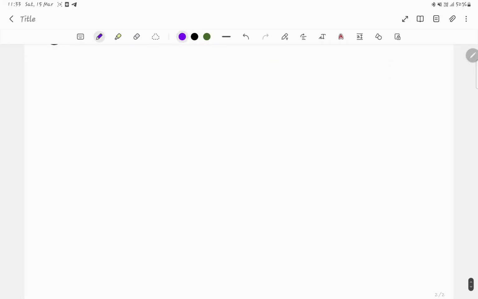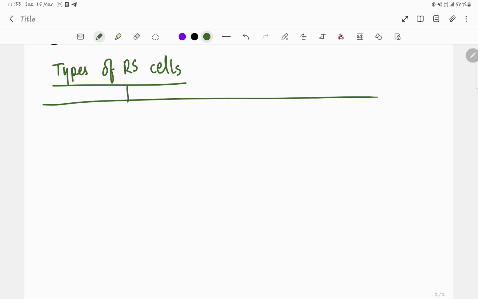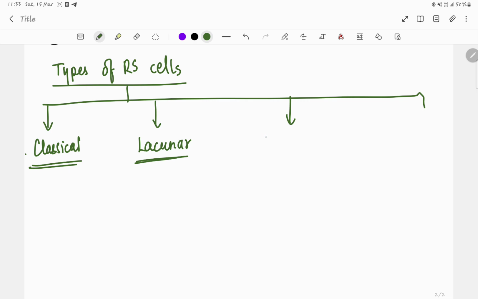We were also supposed to talk about the RS cells. So let us talk about the types of RS cells. RS cells also show different types. How many types are there? There are a total of 4 types of RS cells. Everything is being classified. First is the classical RS cell. Then the lacunar cell. Then there is the polyploid type, and then there is the pleomorphic.